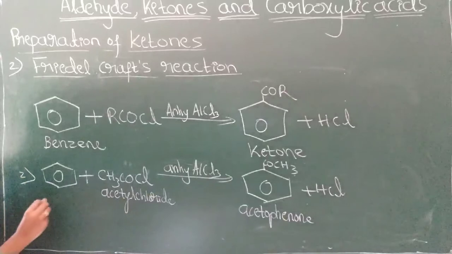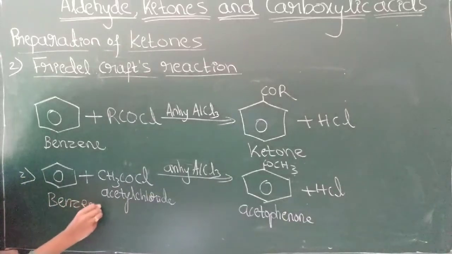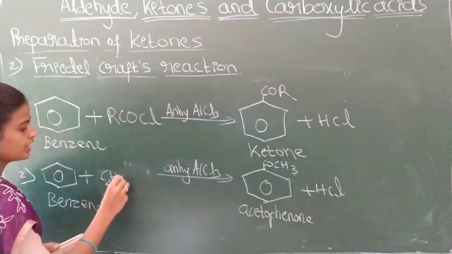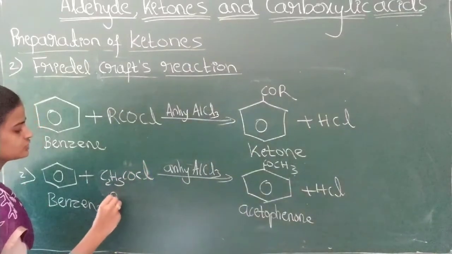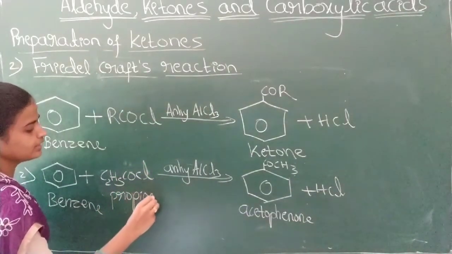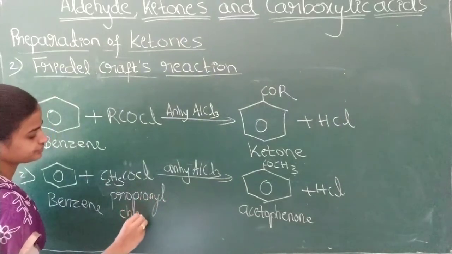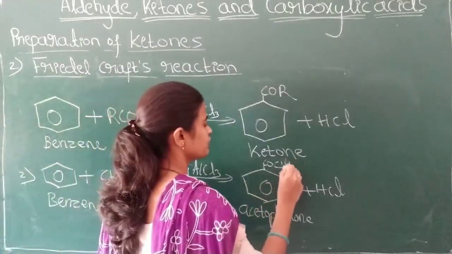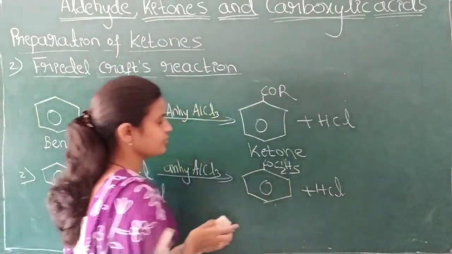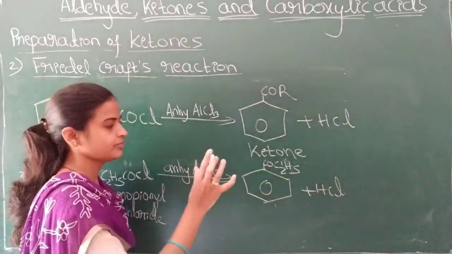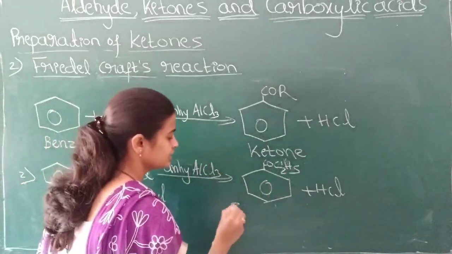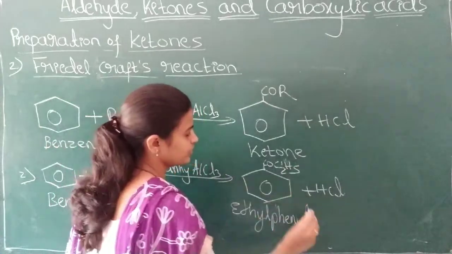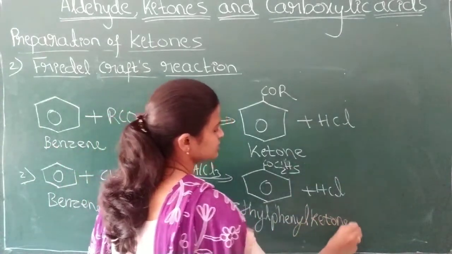Let us write the second example in this only. After writing the first example, instead of CH3 here, I will take C2H5, C2H5COCl. The name of this one is propionyl chloride. Then what happens? Instead of CH3, C2H5 will get substituted. The name of this one is ketone, common name alkyl ketone, this one ethyl phenyl ketone is the name.